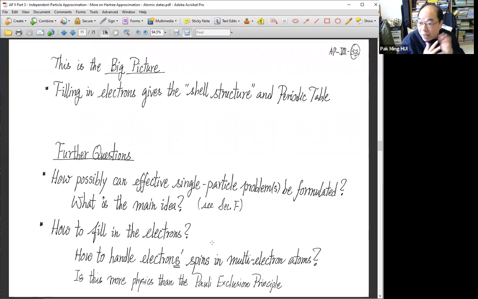So this is the big picture. We have yet to learn how to fill the electrons in because there is something called the Pauli exclusion principle that we need to discuss.